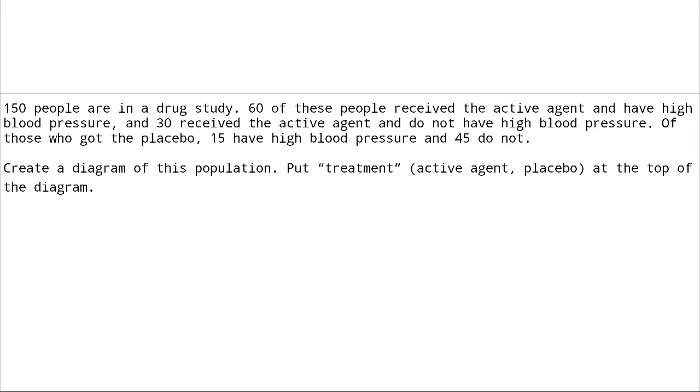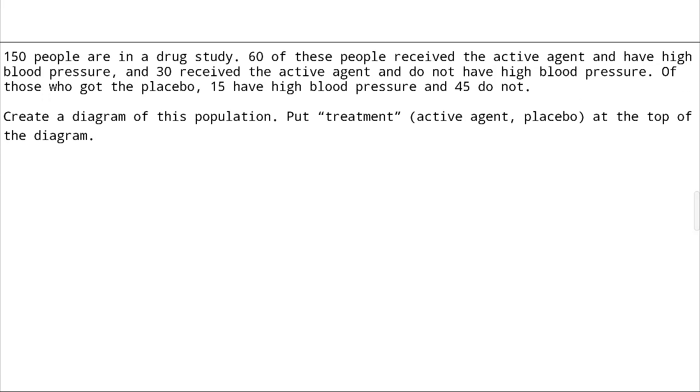It's a drug study. 60 of the people in this study receive the active agent, that is the drug itself, and they also have high blood pressure, and 30 receive the active agent and do not have high blood pressure. Then of those who got the placebo, 15 have high blood pressure and 45 do not. And we're also told here that we should put active agent and placebo, those two values of the variable treatment, at the top of the diagram.